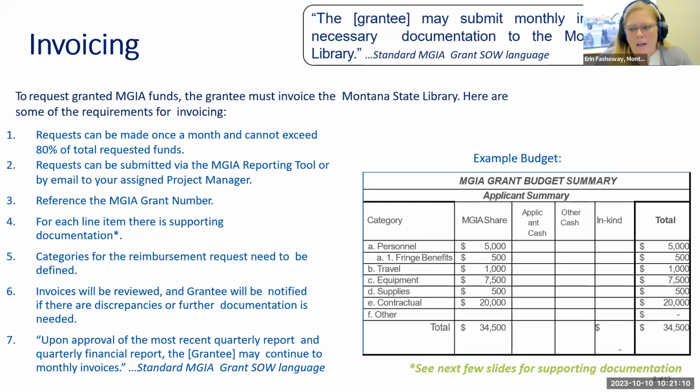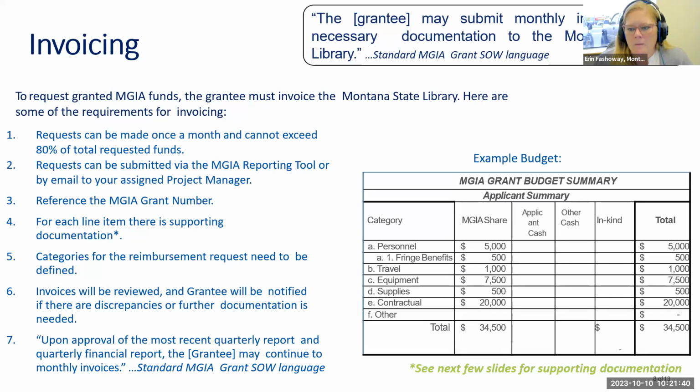So again, to request any funding for any project work that has taken place, the grantee must submit an invoice to the Montana State Library with the necessary documentation proving that that funding has been sent. So I should have said this a while back, but this is a reimbursement program. We cannot prepay for any activities.